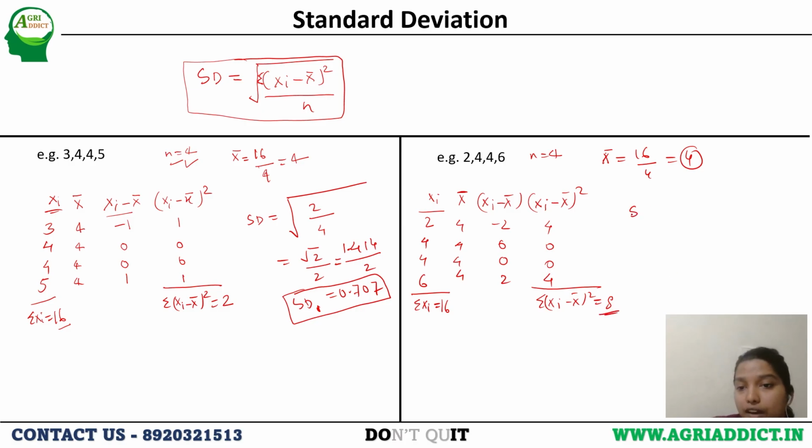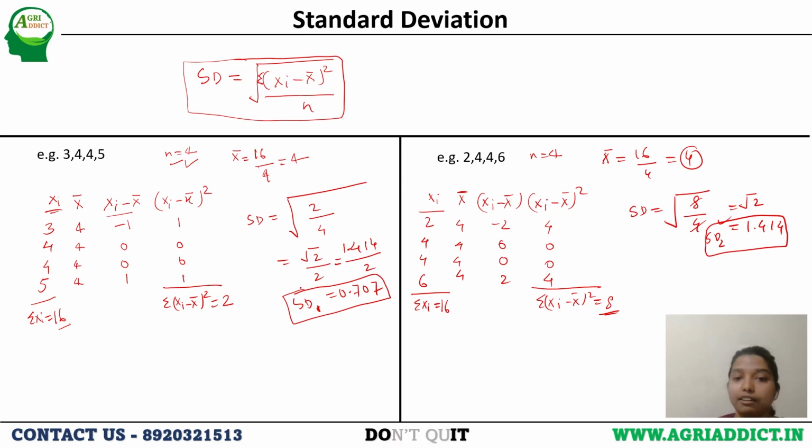Now we have to put the results into the formula. The summation of xi minus x bar square is 8, divided by 4, where 4 is the number of observations. 4 2s are 8, that is root 2. It will come 1.414. Okay. So SD2 is coming 1.414.